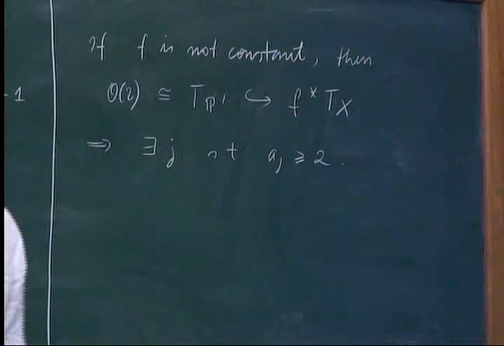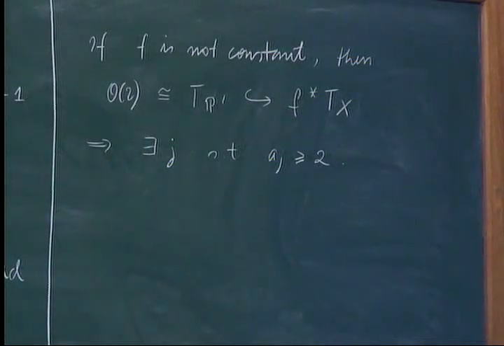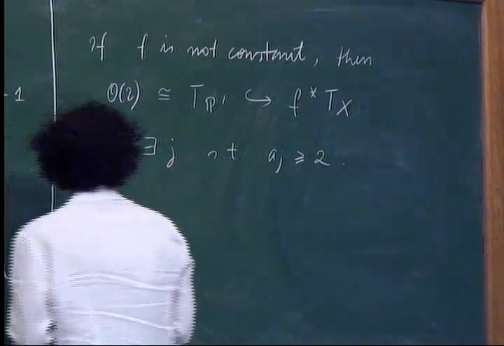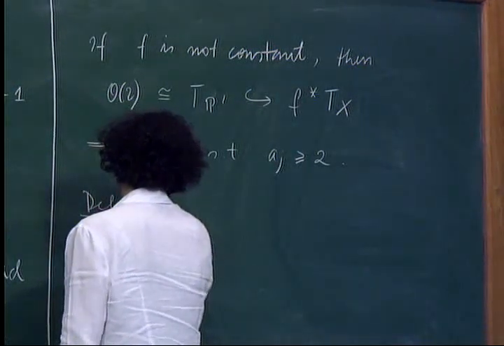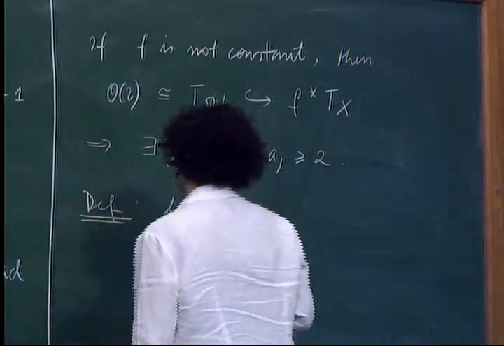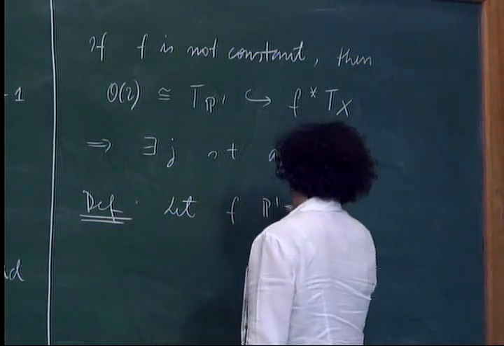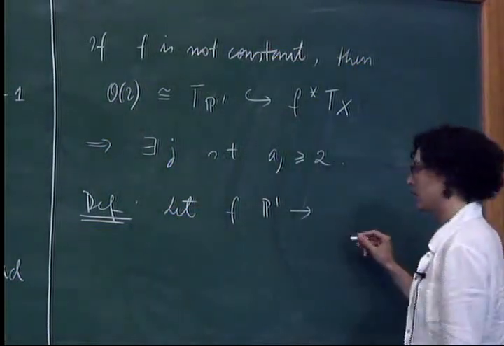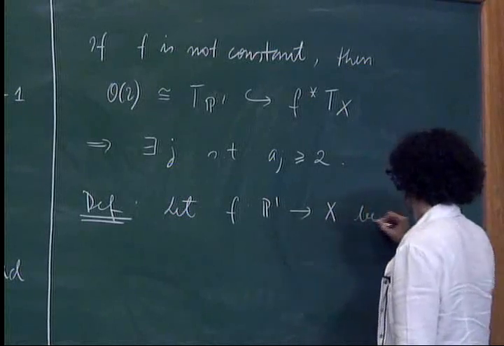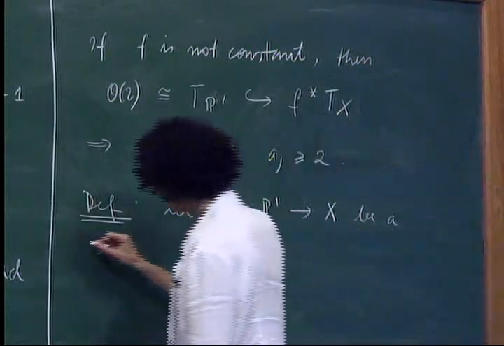Okay, so these are generalities, and let's see what we can say when this sheaf is generated by global sections. So let me make a definition. We let F from P1 to X be a non-constant morphism.